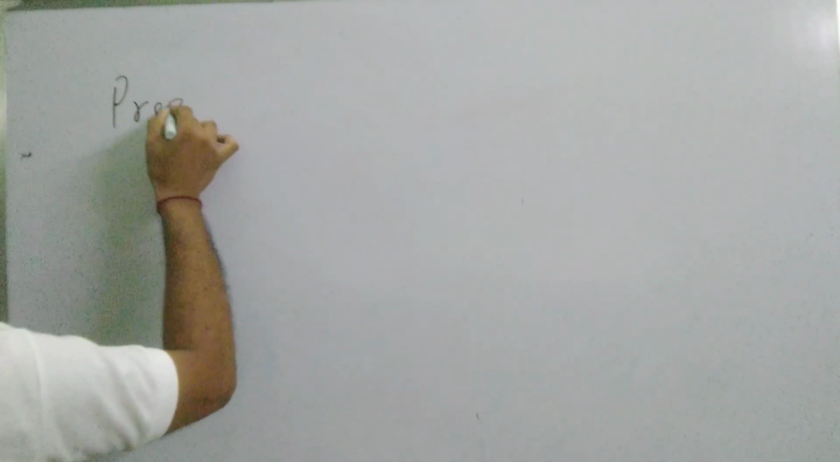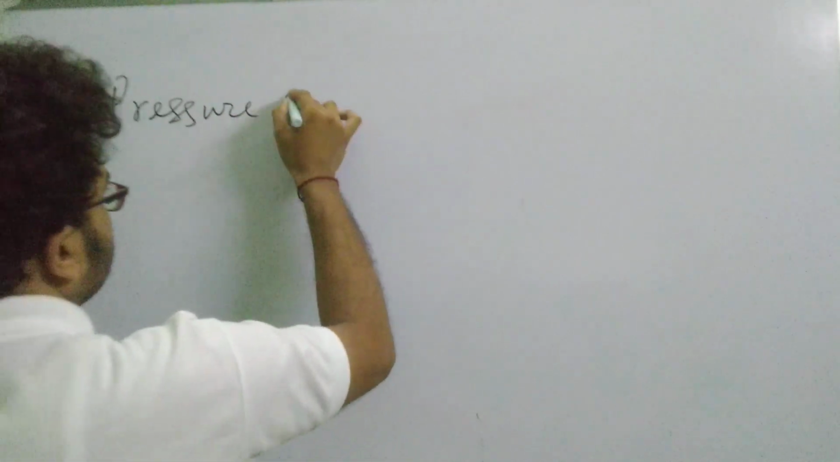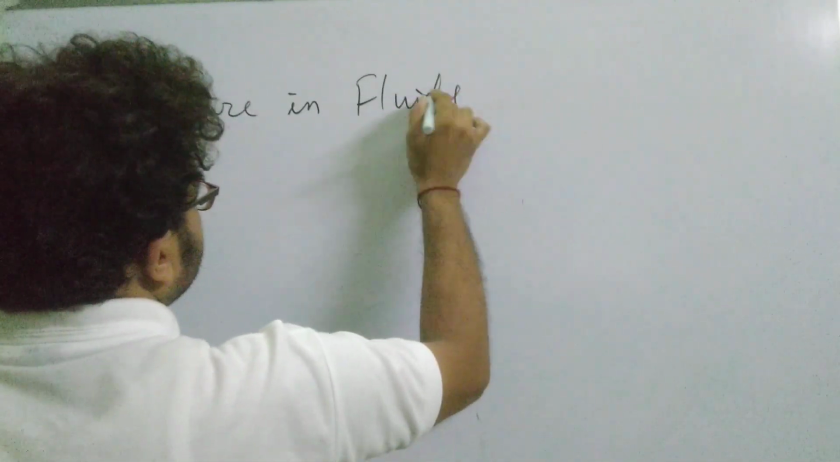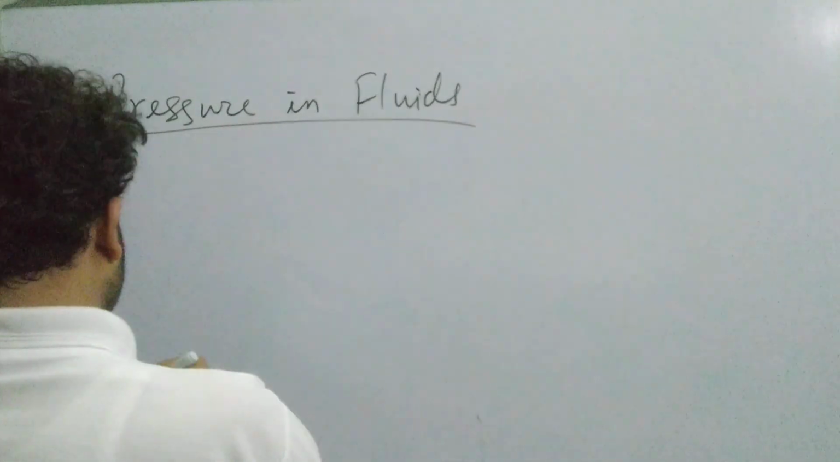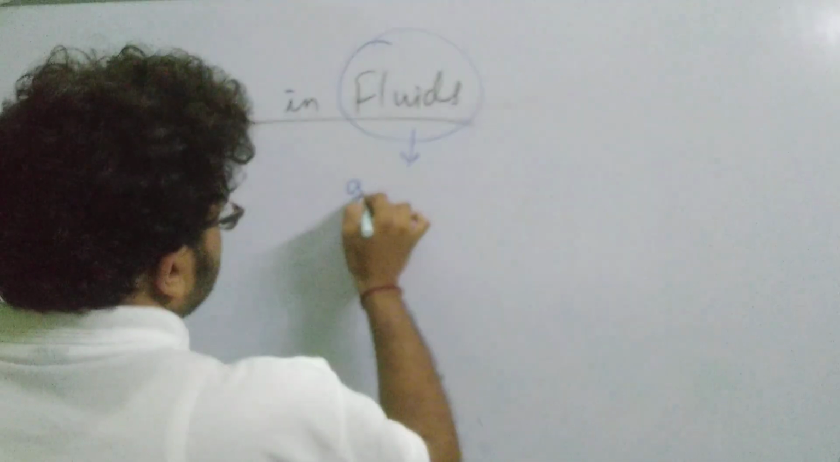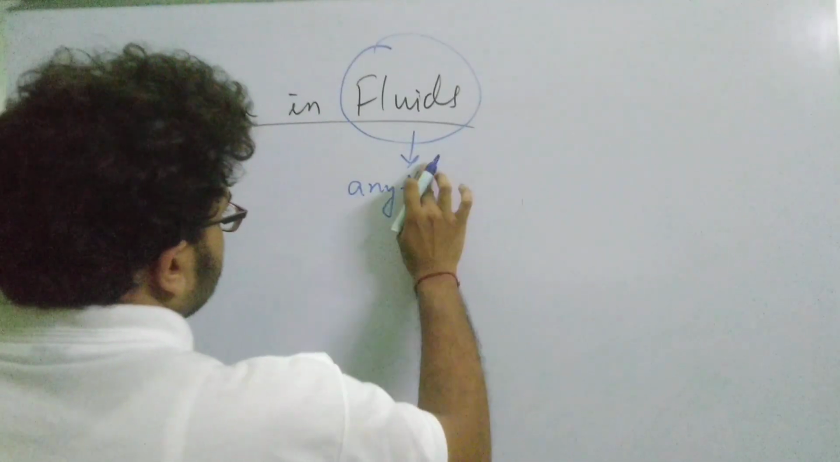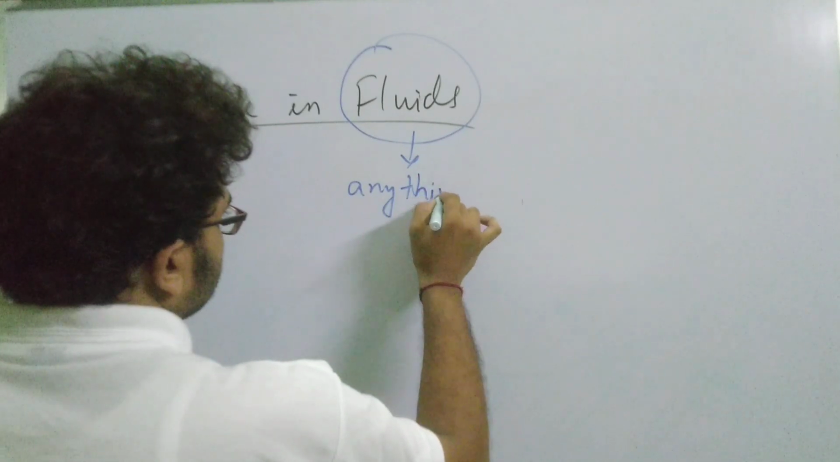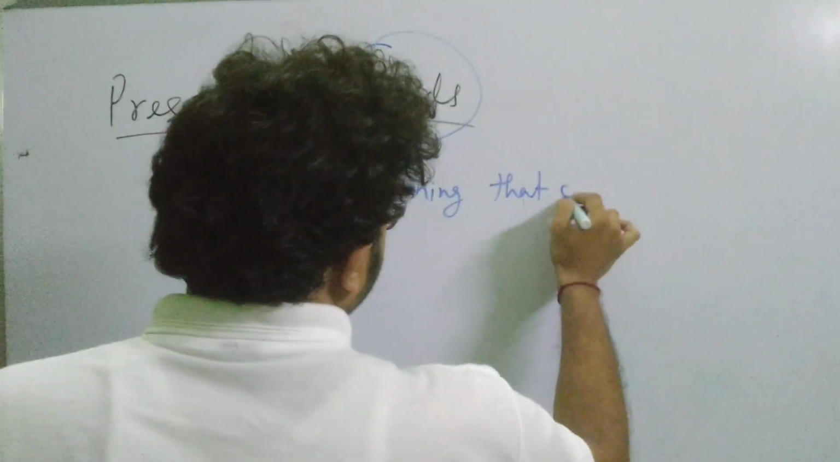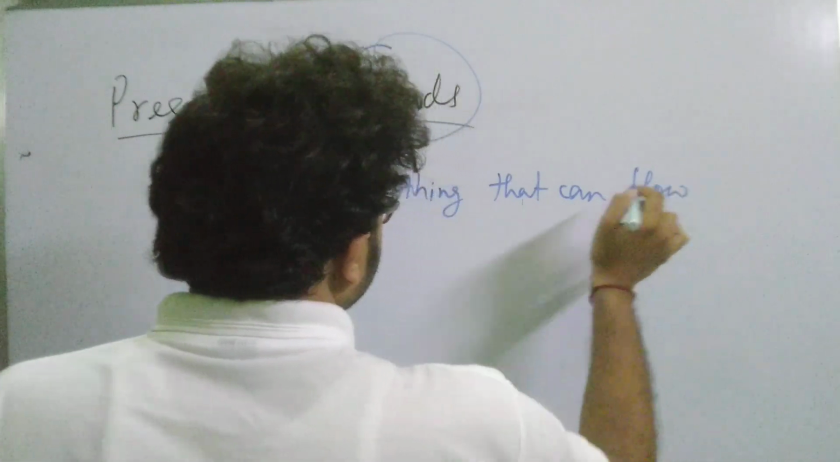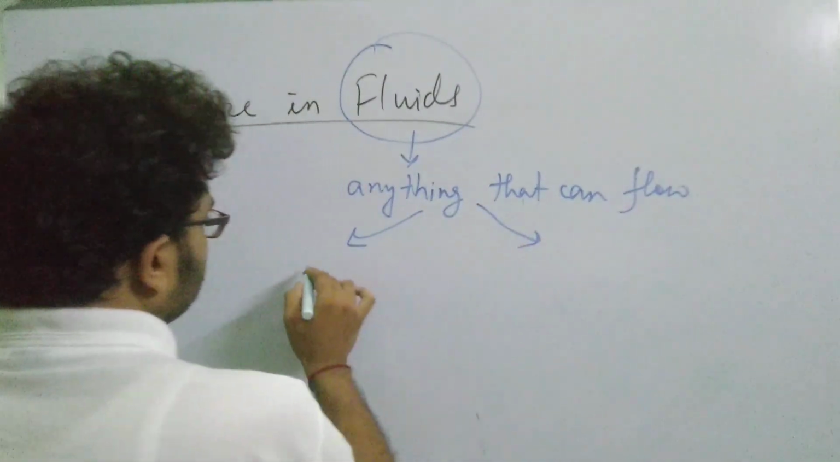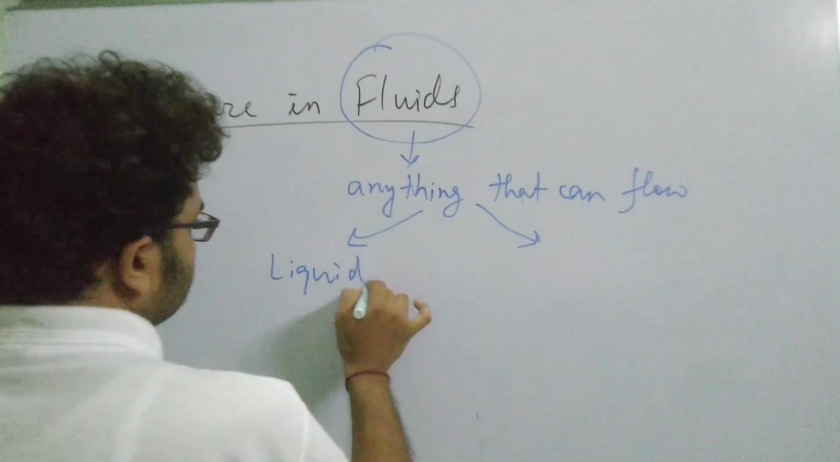So if we consider pressure in fluids, write down the heading: pressure in fluids. Now fluids are of two kinds. Anything that can flow is a fluid. So what is a fluid? Anything that can flow. And this fluid is of two types: one is liquid and the other is gas.